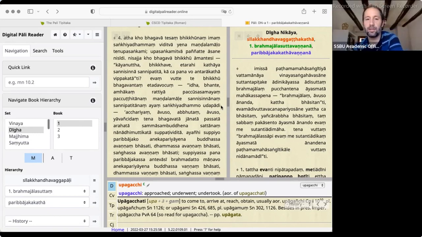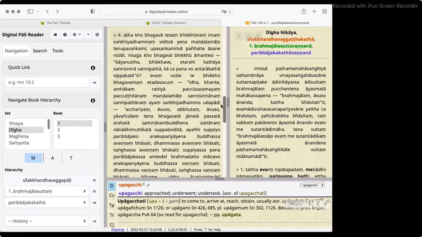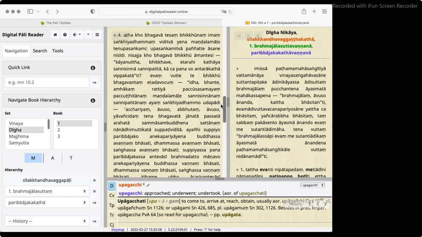We can do until here, Bante, if that is okay. Viditva, yena mandalamalo, then tenupasankami. The subject of tenupasankami is Bhagava. Right? Bhagava. Also, Bhagava is the subject of viditva.